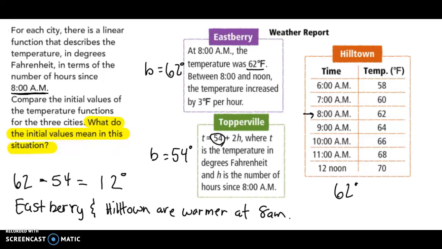Sorry guys, I have a typo there. This should definitely be 8. Ms. Jones can't subtract today.